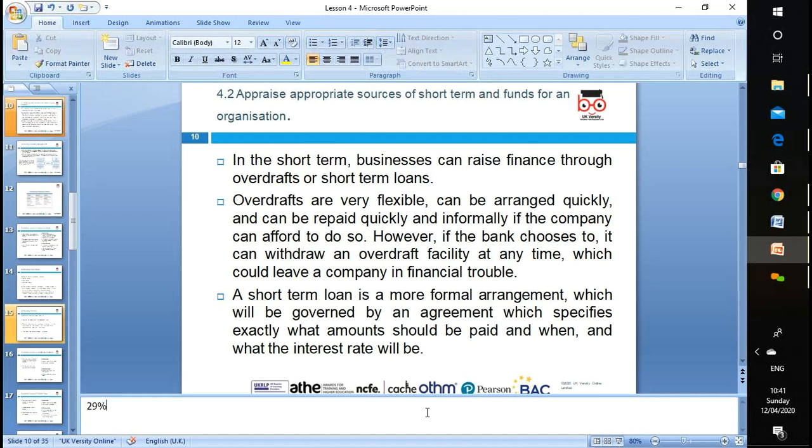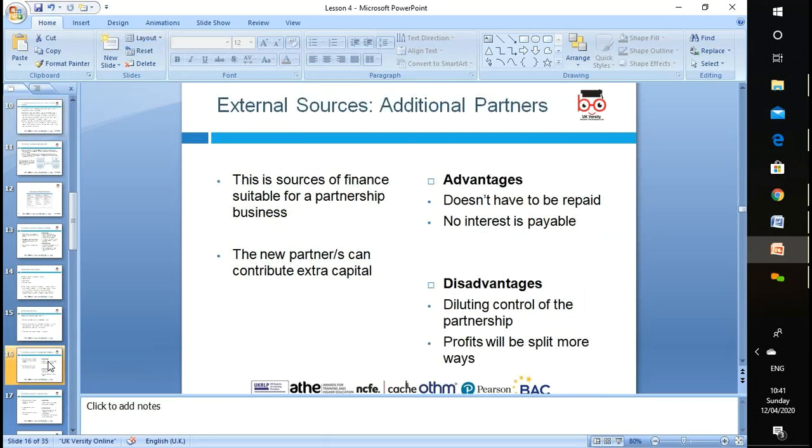So a short-term loan is a more formal arrangement which will be governed by an agreement, which specifies exactly what amount should be paid and when, and what the interest rate will be. So we need to be very careful with this. Okay. Next now, external sources. When we compare the internal sources of short term, we can look around the external, and internal and external both can be short term and long term in terms of the duration.